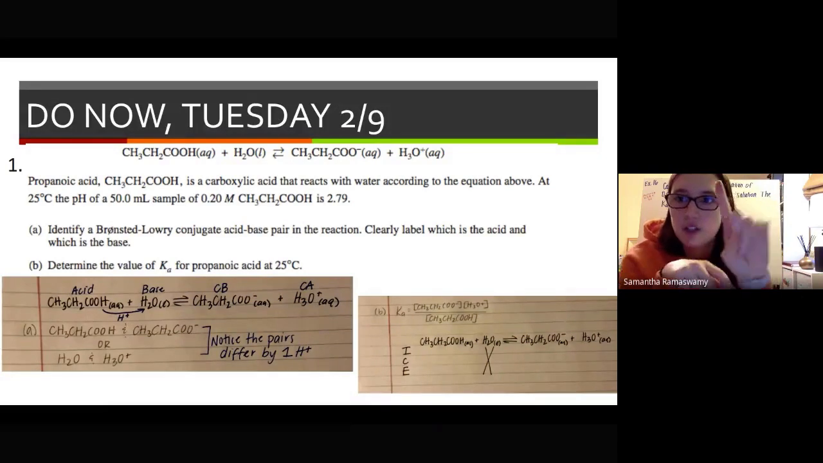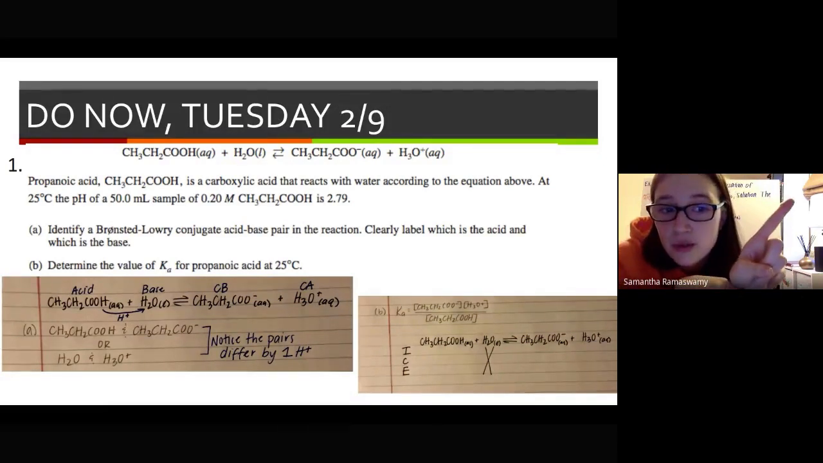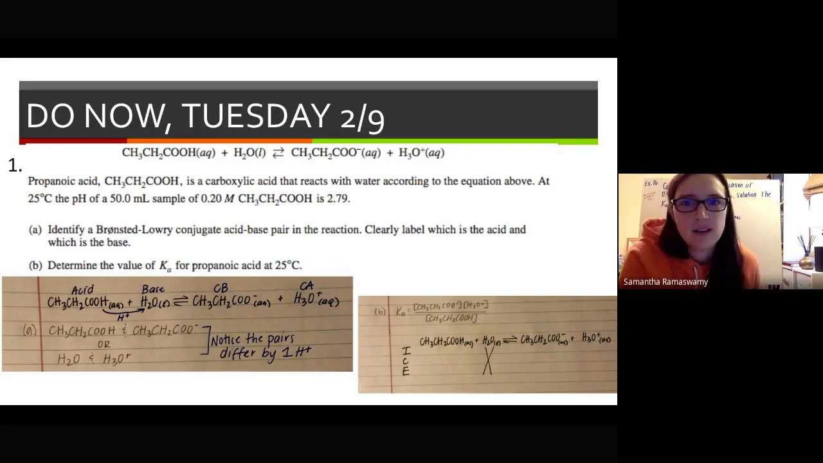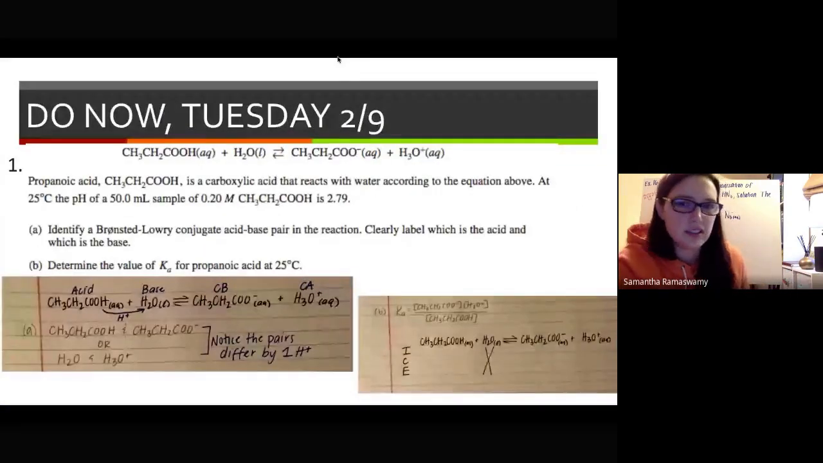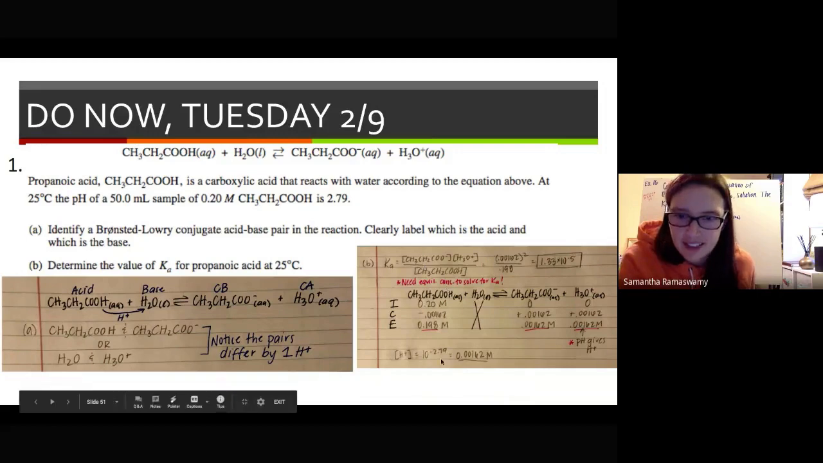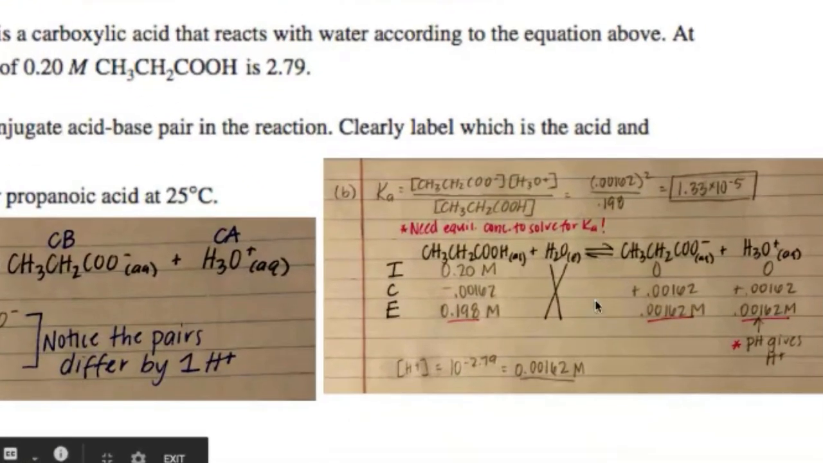You have the initial because it's 0.2 molar of the acid, and 0 for the ions. And you can figure out H plus at equilibrium because they give you pH. 10 to the negative pH is how you can find H plus concentration. So if we take a look, I filled in the ice table, so you can look down here.